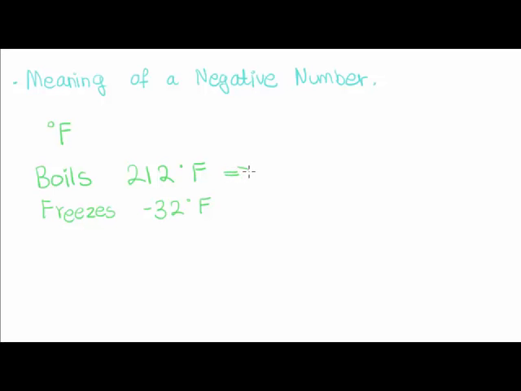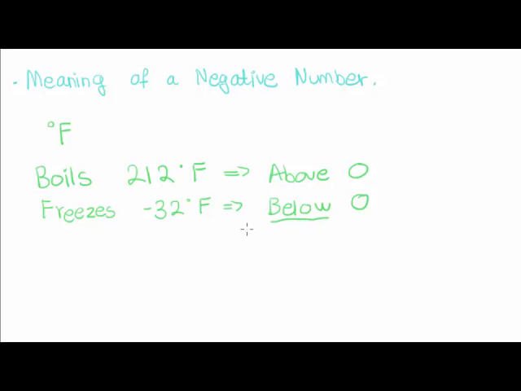Now, what it means is that this can be translated into words, if you want to translate into words, that water boils 212 degrees Fahrenheit above zero, or 0 degrees Fahrenheit, but I want to write the Fahrenheit over here. And what this means is that if the temperature drops 32 degrees Fahrenheit, water will start to freeze. Okay? So, all the negative means is that it really translates to, in many cases, the word below.